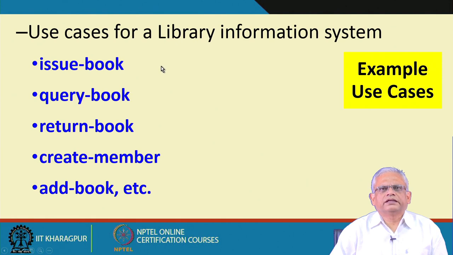We are just taking an example of a library information system, and the use cases are the different ways in which the users can use the library software: issue book, query book, return book, create member, add book, etcetera. These are all use cases. We need to document each of these in the use case model.